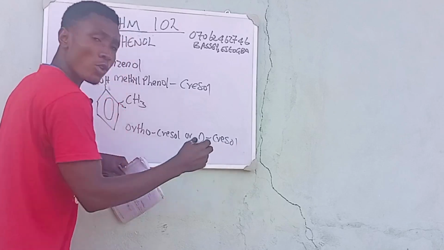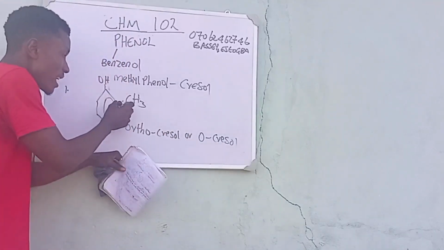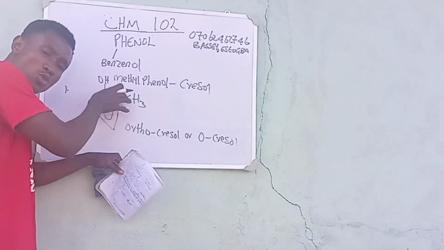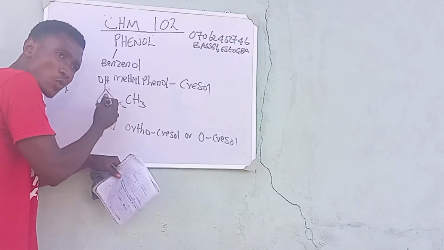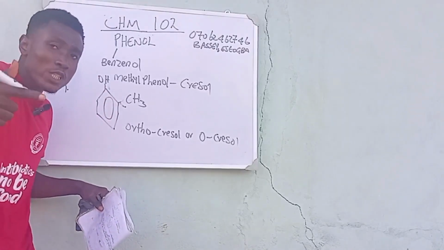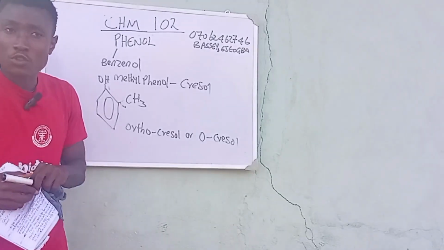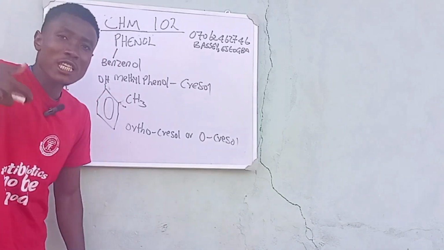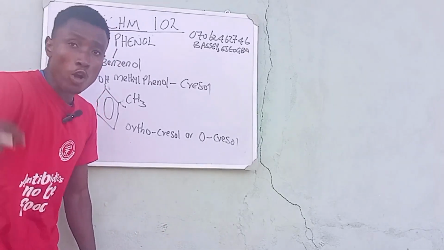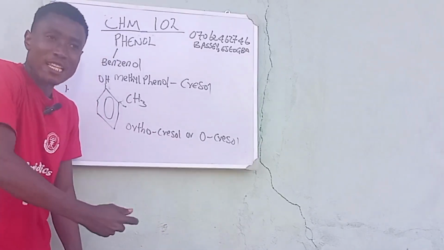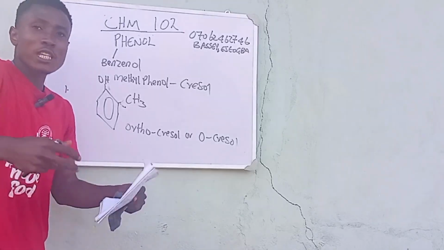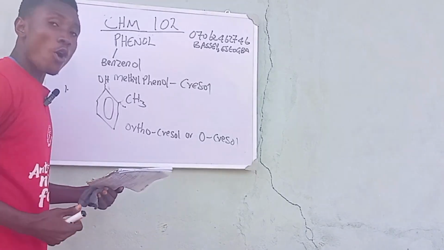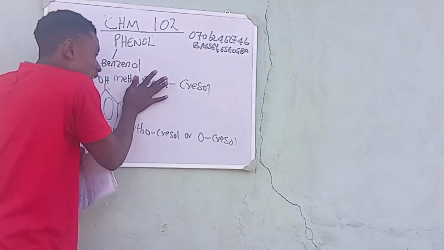It is ortho-cresol or o-cresol because it falls at carbon number 2. When it falls at carbon number 2, the name becomes o-cresol. In exam situations, probably you go to the exam hall and you see a structure like this and you don't see the name o-cresol but you see the name ortho-cresol. Please note that the answer is also ortho-cresol. But in case you see o-cresol, please take note that it can also be called ortho-cresol.